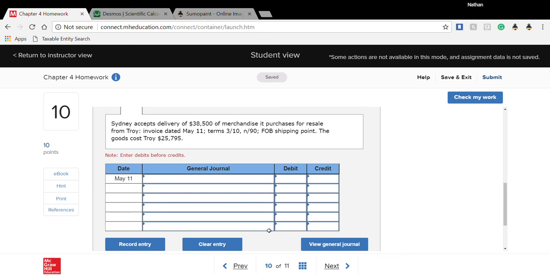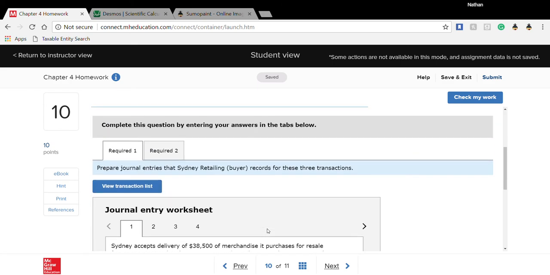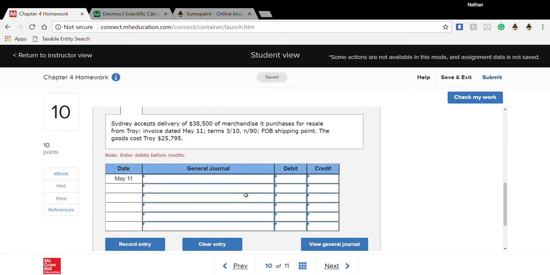Still the same counts. First off, we're going to do Sydney. So Sydney again is the buyer. So we have to look at all this purchases. So here Sydney accepts delivery of $38,500 of merchandise it purchased for resale from Troy. Invoice dated May 11th. Terms 3 for 10. So we had 3% discount if we pay them off in that point. FOB shipping point is, again, shipping point.